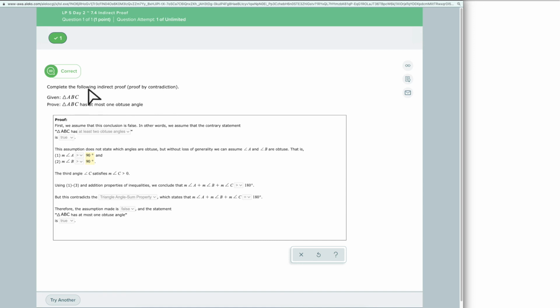So this is just the idea of indirect proofs. We only practiced this one time, I think. So I will see you in section 5.